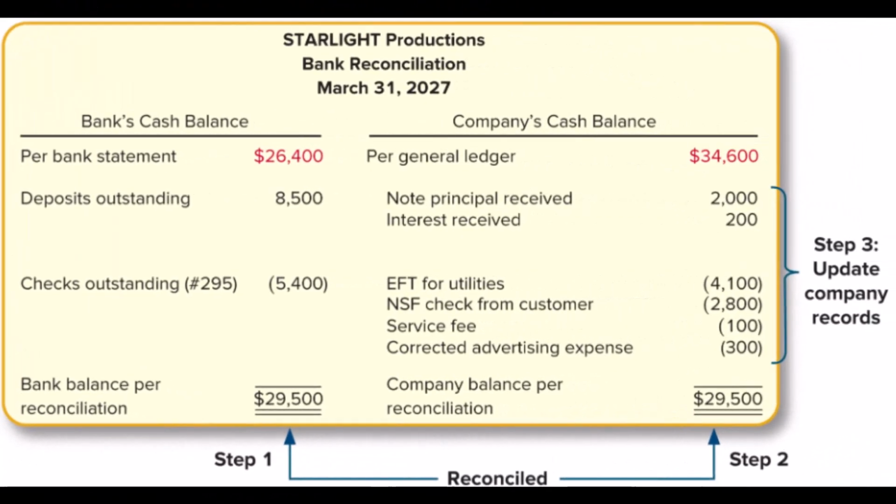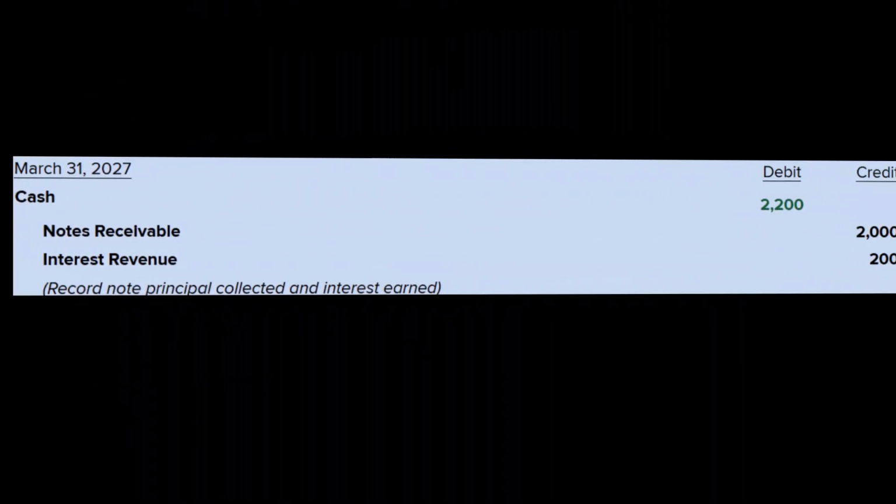We have successfully reconciled the balances, but our work isn't done. Step 3 is to update the company's cash account. We must record journal entries for all the items we used to adjust the company's balance. We do not make entries for items on the bank's side, like outstanding checks, because those are already correctly recorded in our books. First, we record the cash increases.